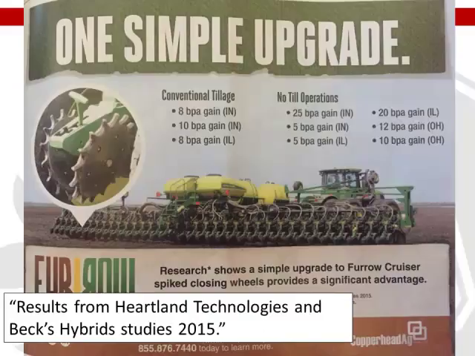And then we've got this one where we're testing some furrow closing things, and it says research, asterisk. At least they're honest that their research has an asterisk, right? And it shows all of these different gains that you can get with this product. So what do you think about this? It says that it's from Heartland Technologies and Beck's Hybrid Studies in 2015. What are we missing with this one? We're missing any kind of aggregation or statistics. They're really just giving you those single anecdotal stories, right?